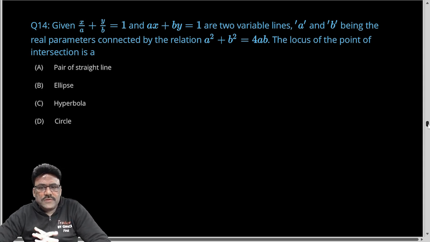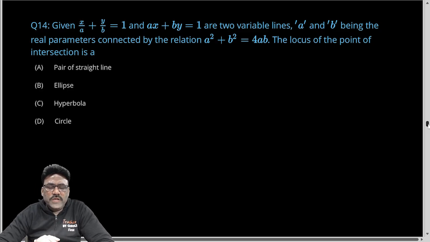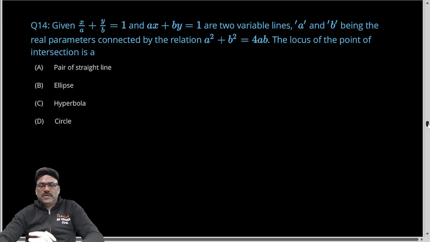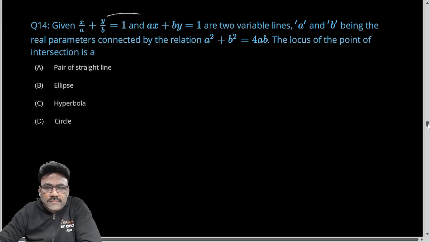Okay, let's see this question. Again, question is from straight lines. You have to get the locus of the point of intersection of these two lines, provided a square plus b square is equal to 4ab. A and b are parameters here. So it is given that a square plus b square is equal to 4ab. This is what they have given. And you have to get the locus of the point of intersection of these two given lines. A and b are parameters, so that simply means that a and b should be eliminated. So you have to eliminate a and b from these two to get the locus.